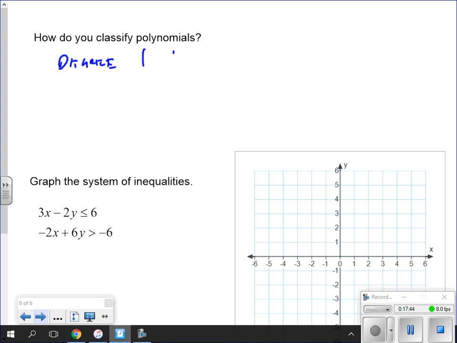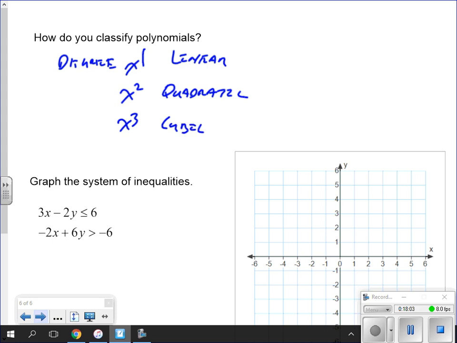is a linear. So if I have x to the first power, I have a linear. Degree of 2, which means I would have an x squared, that would be a quadratic. And if I have x cubed, that would be a cubic.